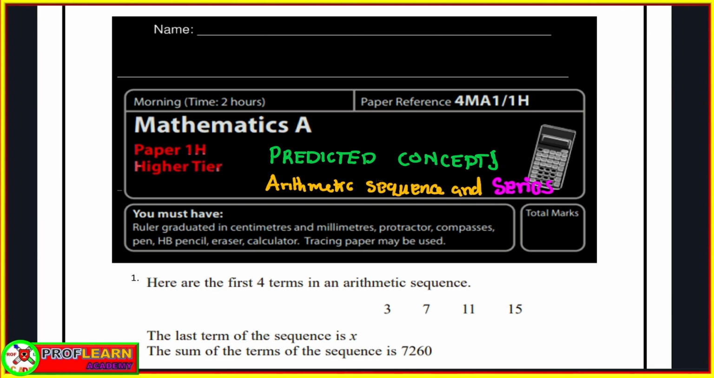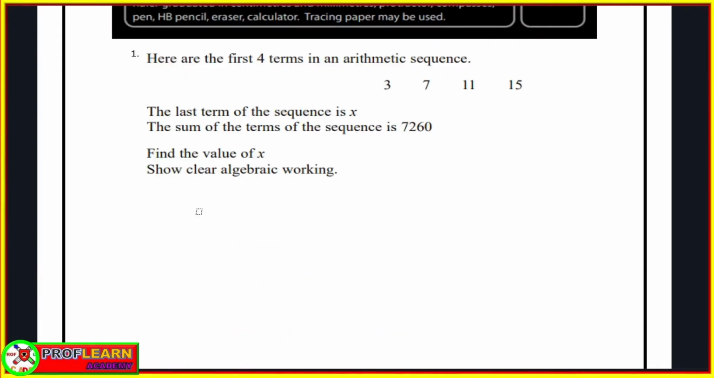So we're going to go to the first question, and we realize that here we are told that here are the first four terms in an arithmetic sequence, and we have the terms as 3, 7, 11, and 15. So you realize that this one can be considered as the first term, and we can get the common difference. What do we need to add to move to the next term? It's 4, so our common difference is actually 4.